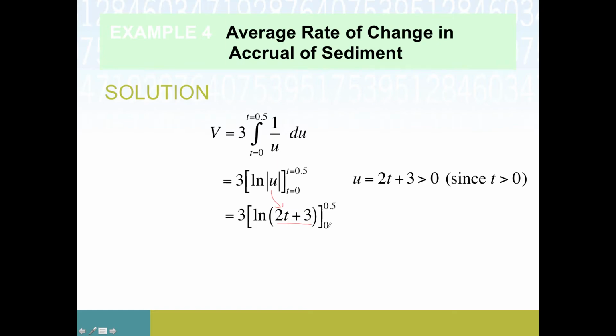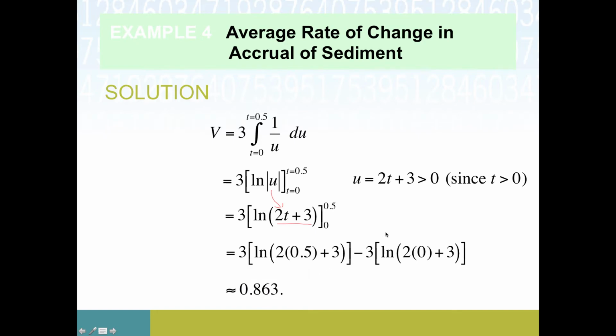So now that we're back to our actual t values in here, I don't feel the need to remind myself that it's t equals 0, t equals 0.5. I can just write these, and we can finally plug those values in. Plug in 0.5, plug in 0, and get ourselves a nice approximation. So 0.863.